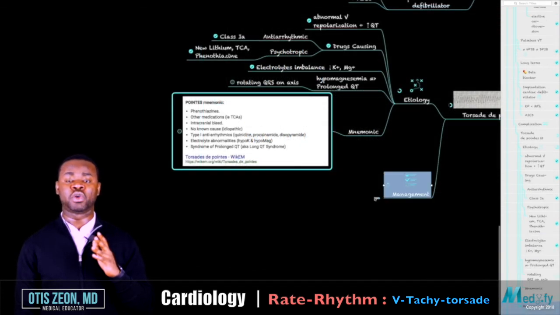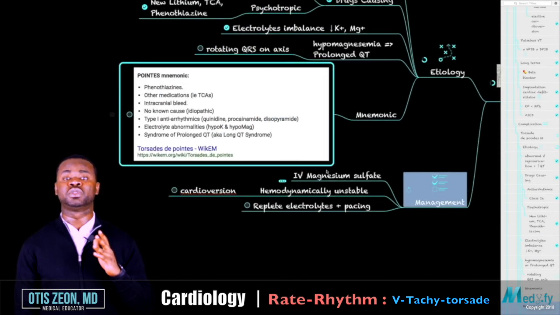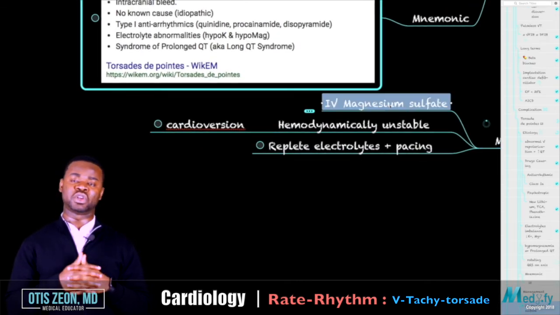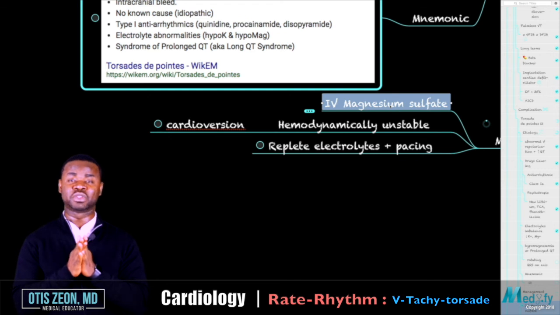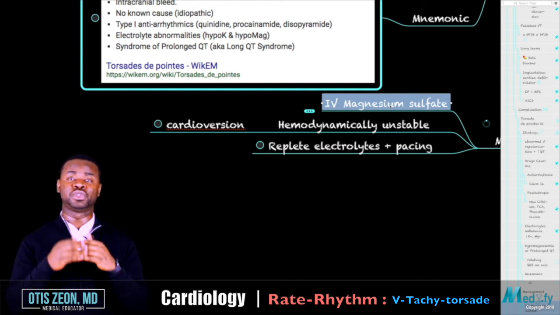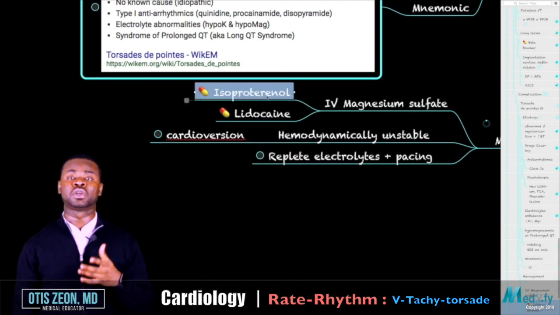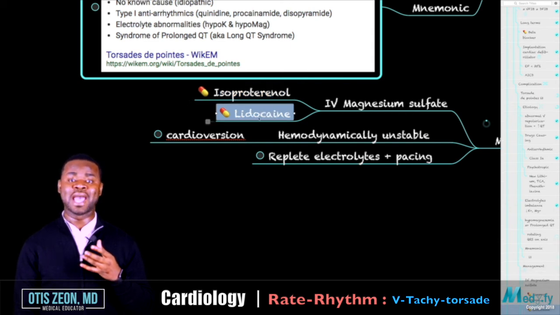The management for torsade de pointes as something that causes the prolonged QT syndrome, it's likely and it's heavily tested. You give IV magnesium sulfate. IV magnesium sulfate is high yield because it has a crossover to OBGYN when you're trying to treat for preeclampsia or eclampsia symptoms. That's why it's important. Individuals can also get isoproterenol, or they can give lidocaine as a form of treatment as well.